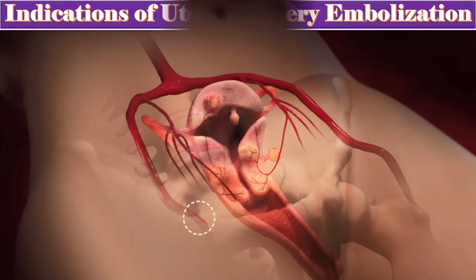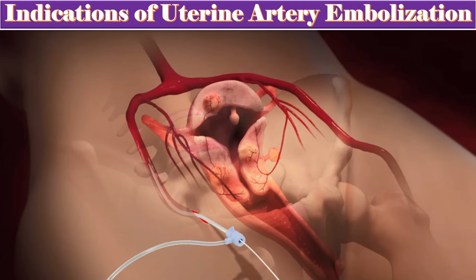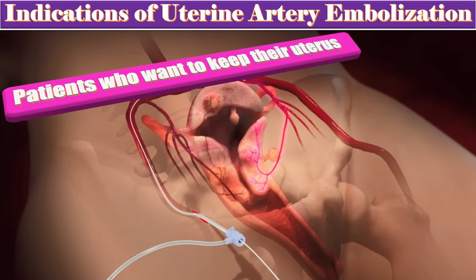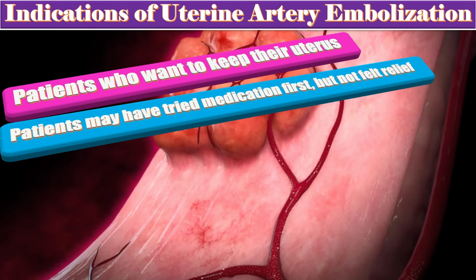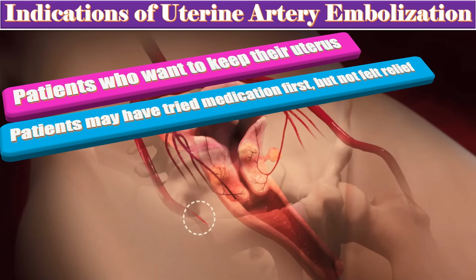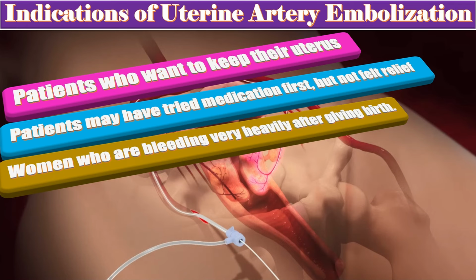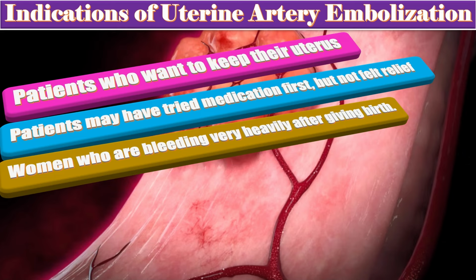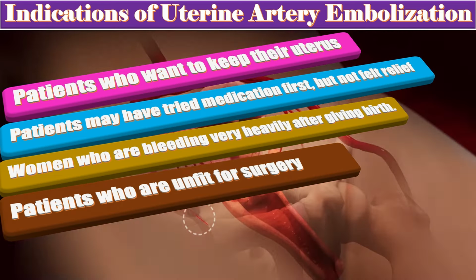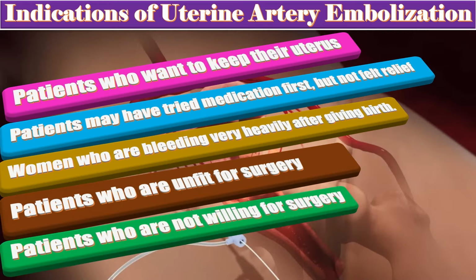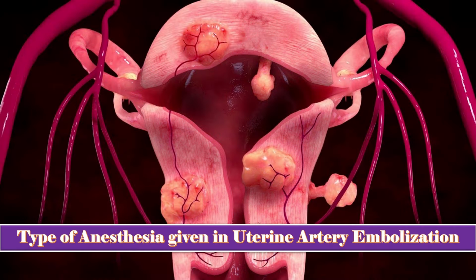What are the indications of uterine artery embolization? It is indicated in patients who want to keep their uterus. Some patients may have tried medications first but not felt relief, so uterine artery embolization is offered to them. It is also offered to women who are bleeding very heavily after giving birth. Moreover, patients who are unfit for surgery and patients who are not willing to have surgery can also opt for uterine artery embolization. What type of anesthesia is used?